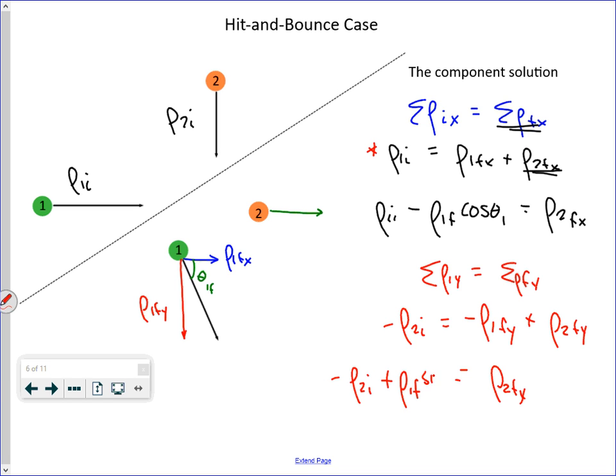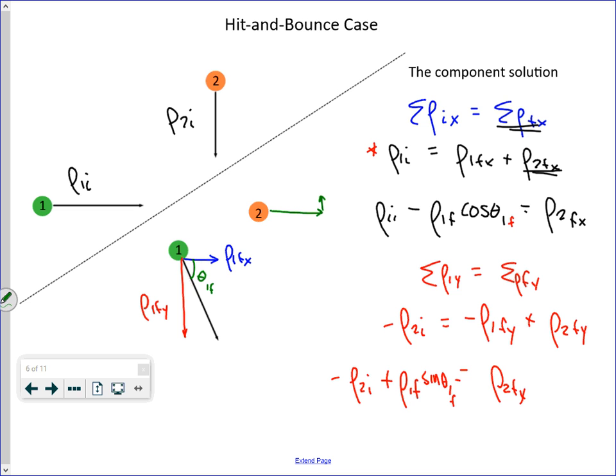Or P2 final y is negative P2 initial plus P1 final sine theta 1 final. All right, and I think I kind of arbitrarily chose this, not really great because, well, it looks like P1 final y is a little bigger than P2 final y. So that means there was this amount of vertical momentum in the beginning. Now one of them has that much more in the end. So that guy's got to have that much momentum upward at the end, in order for our final y components to add up to our initial y component.